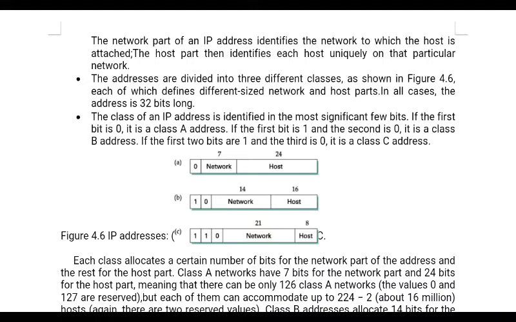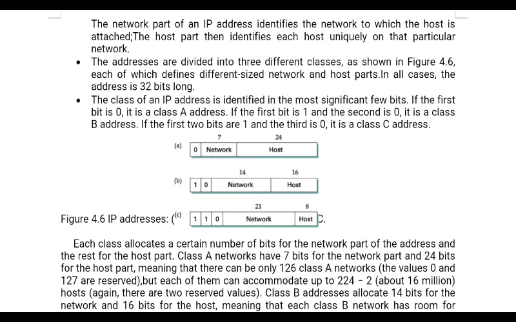It is reserved. It is set to 0, indicating that it is a class A type of network. If the first bit is 0, it is a class A address. If the first bit is 1 and the second is 0, it is a class B address. If the first two bits are set to 1 and the third is set to 0, that is a class C address. Is it clear?